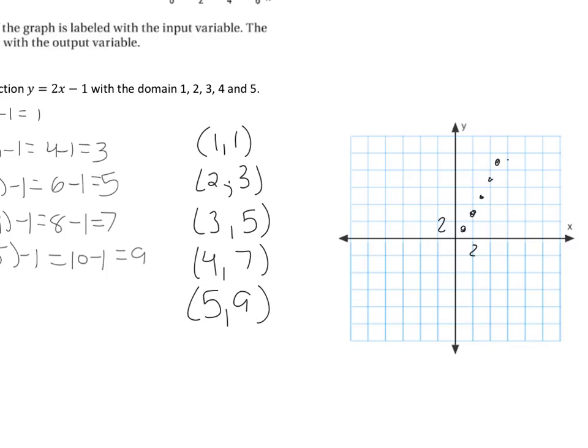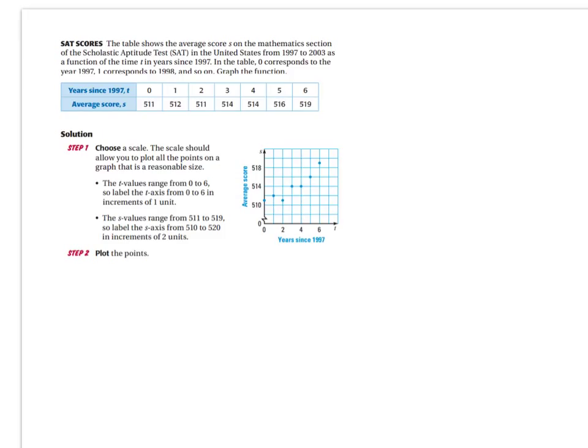Alright, let's do some more examples. So let's just go over this example together. It says the table shows the average score S on the mathematics section of the Scholastic Aptitude Test in the United States from 1997 to 2003. A function of time T in years since 1997. In the table, 0 corresponds with the year 1997, 1 corresponds with 1998, and so on. Graph the function. So you have 0, 511, 1, 512, 2, 511.